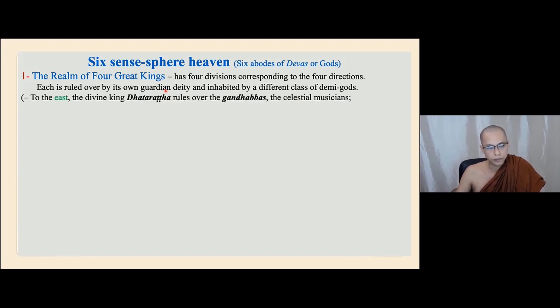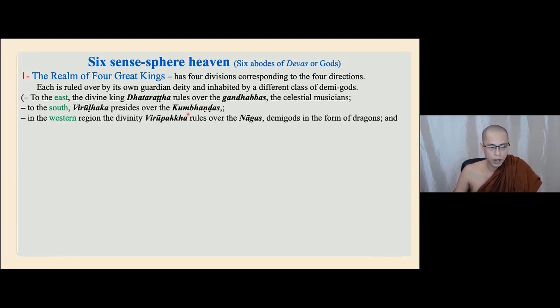in each direction. So to the east, the divine king Dhatarattha rules. His attendants are Gandhabba, the famous celestial musicians. And in the south direction, Virulhaka is the king of the Kumbhandas. And to the west, Virupakkha, the king of the Naga, which is dragon, king of the dragons.